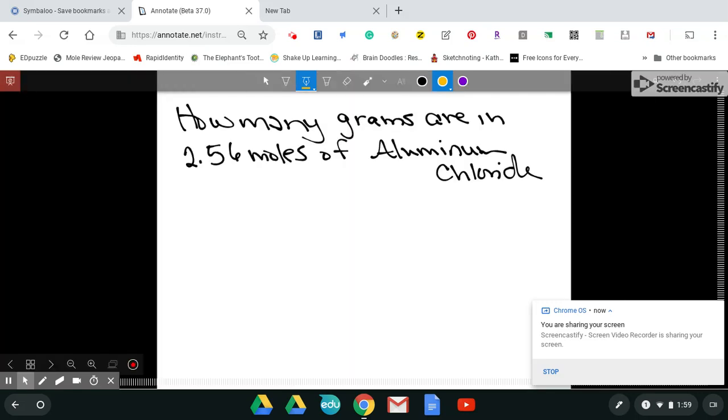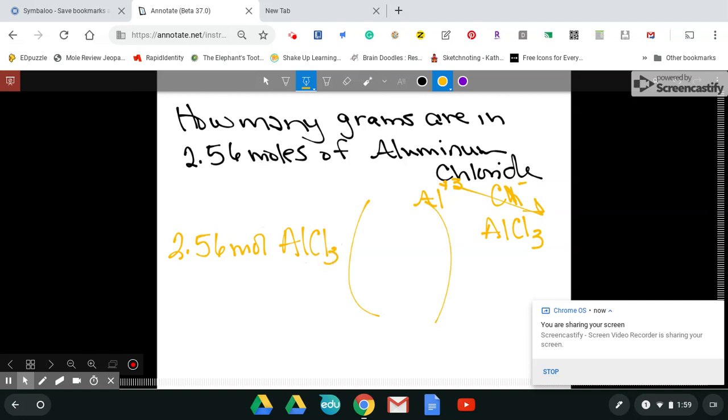All right, here's the next problem. How many grams are in 2.56 moles of aluminum chloride? First of all, you got to write your formula. Aluminum has a charge of +3. Chlorine has a charge of -1. So remember, this 3 is going to go out there. So AlCl3. All right, so I start with what I'm given, 2.56 moles of AlCl3.